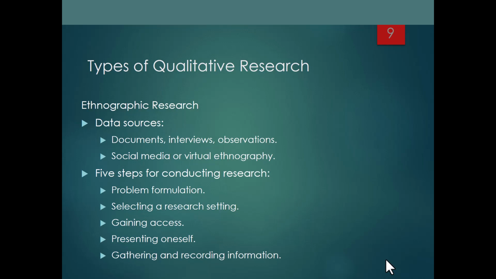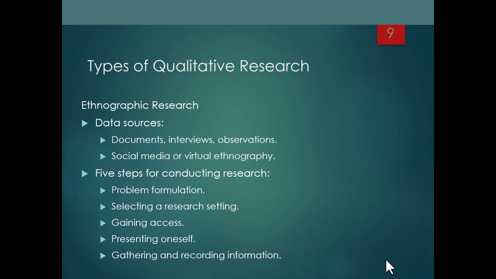So there are 5 steps for conducting this research. The first is problem formulation, a statement focused on understanding certain human experiences or a way of living or a particular community and explaining why it is important to understand. Selecting a research setting is the next step. So this is the place to carry out the research study. Next is gaining access. How will one gain access to those being studied? Will the researchers ask a member of the group to introduce them to the members of the group?